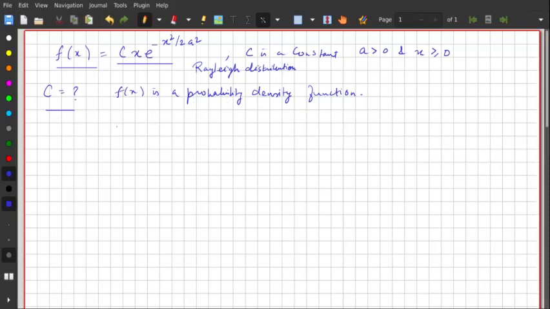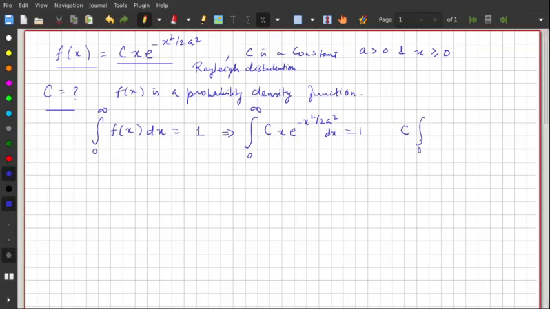This is quite trivial, as what we need to do is just impose a condition that the total probability over all possible states is equal to unity. That means we impose that the integral from 0 to infinity of f of x dx equals unity. Since we know f of x in terms of c, we can substitute it. Because c is a constant, you can take it out and then compute the integral.